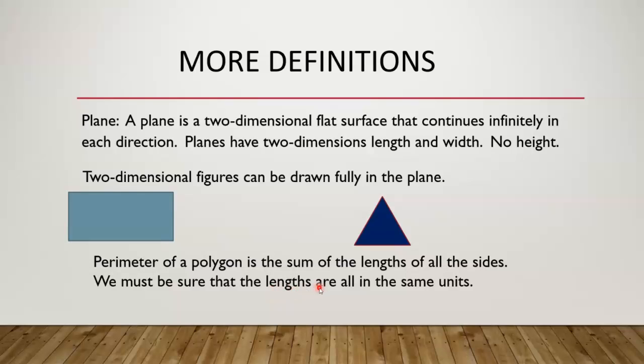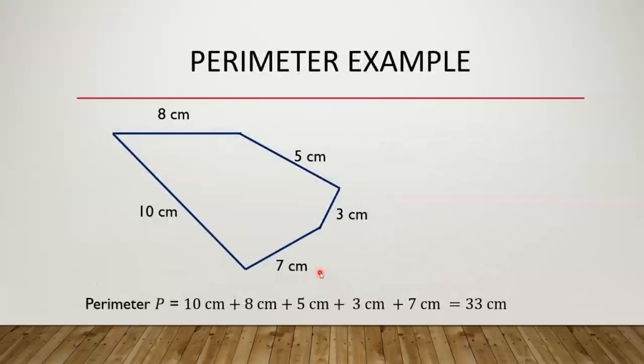All the same units. For instance, I'm not sure what this figure is called. It is two-dimensional. To get the perimeter, it's actually pretty easy, right? You can see that length here, the sides, they're all in centimeters. So the length of each side is measured in the same units, centimeters. So the perimeter, what do you do? You just add up the lengths.